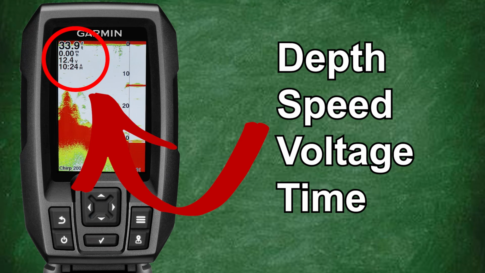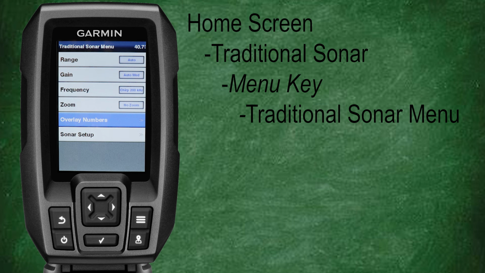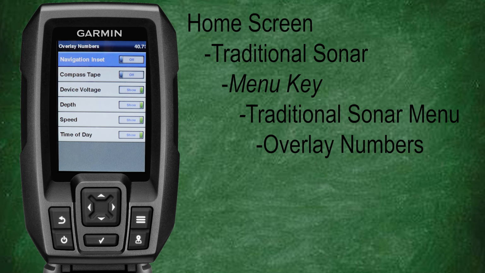Now we're going to look at our numbers overlay selections for our sonar screen. The sonar overlay numbers are located in the upper left-hand corner of your screen and can each be turned on or off through the menu settings. From the traditional sonar screen, press the menu key. Scroll down to and select overlay numbers. This brings up our menu for adding or removing number overlays from your sonar screen.